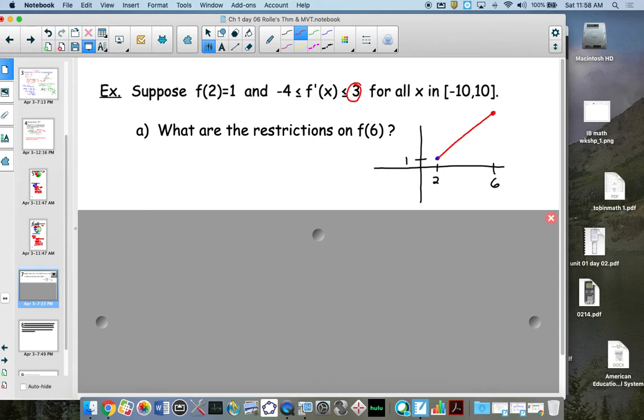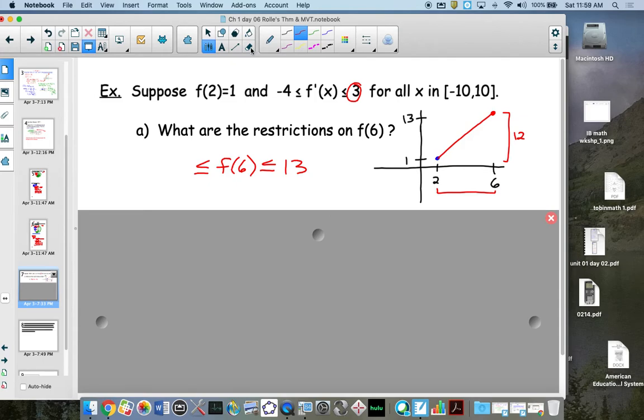And in that case, this is going to shoot way up here. And if that has a slope of 3, that means for every 1 unit we go to the right, we go 3 units up. So if we're going 4 units to the right, we must go 4 times 3, 12 units up. And if we were at 1 to begin with, now we know we'd wind up at 13. So we know that f of 6 has to be less than or equal to 13. That's the greatest value it could take on.